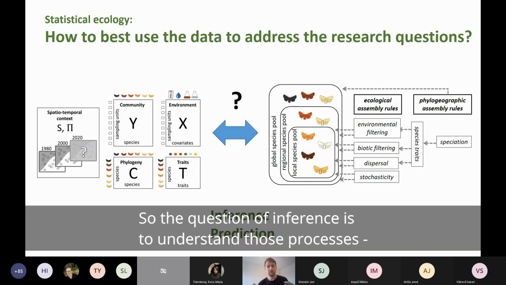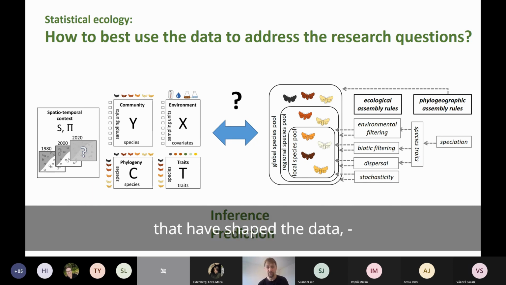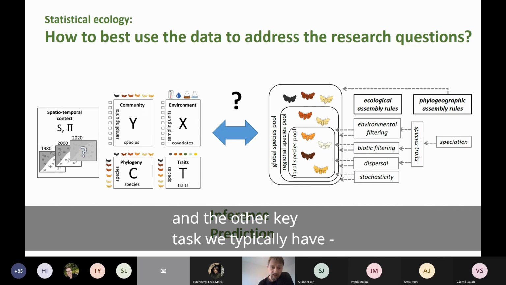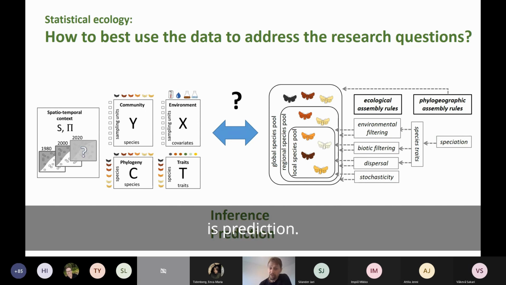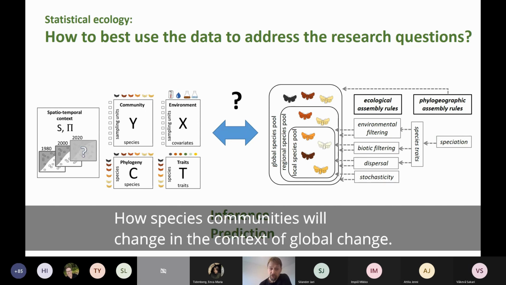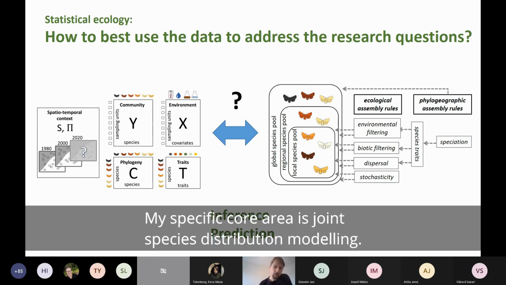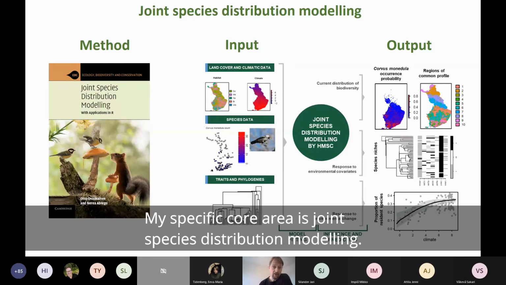So the question of inference is to understand those processes that have shaped the data. And then the other key task that we typically have is that of prediction, how, for example, species communities would change in the context of global change.